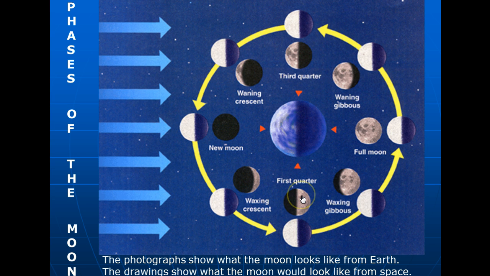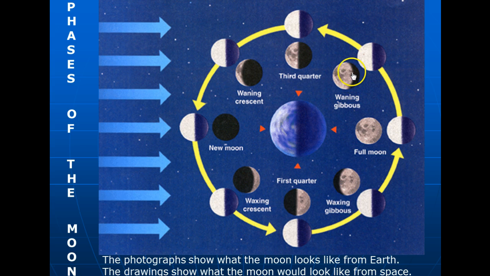Then first quarter. Remember, you're writing these in order. Then waxing gibbous. So here I'm following them with my little pointer here. And then full moon. So now we're halfway around its orbit. So after full moon, write waning gibbous. There's the waning gibbous. So now we're seeing less and less of the moon.